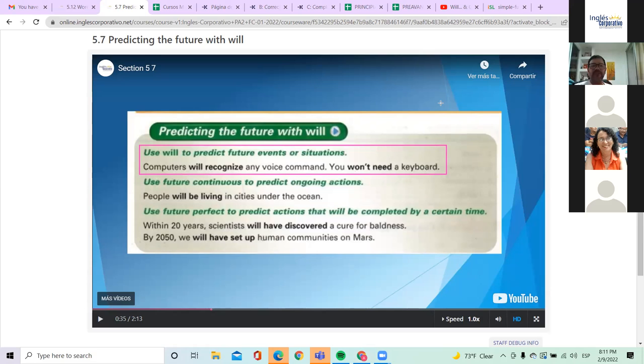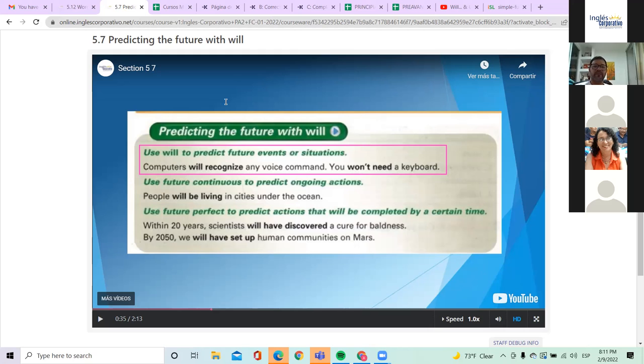Use will to predict future events or situations. Computers will recognize any voice command. You won't need a keyboard. All righty. So here, we are using the future simple, right? We have will plus the base verb.